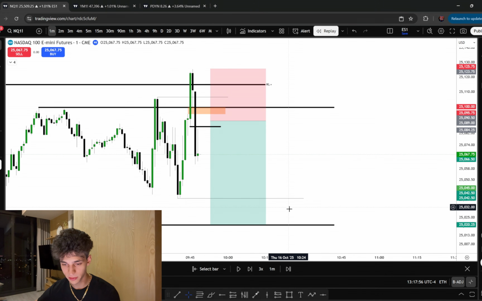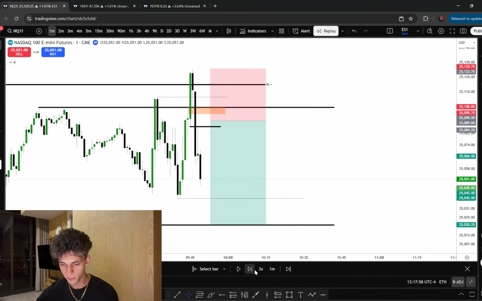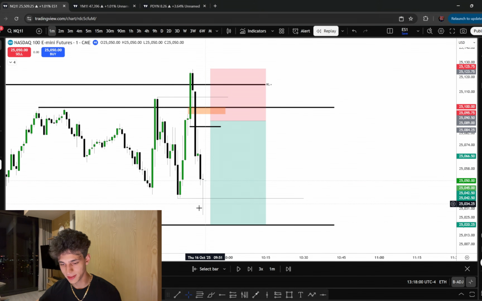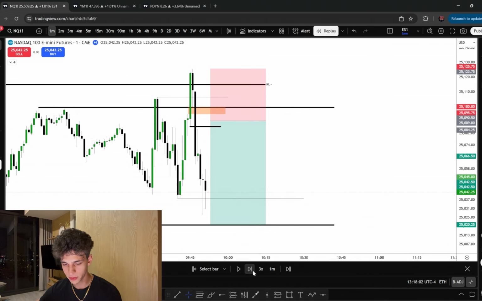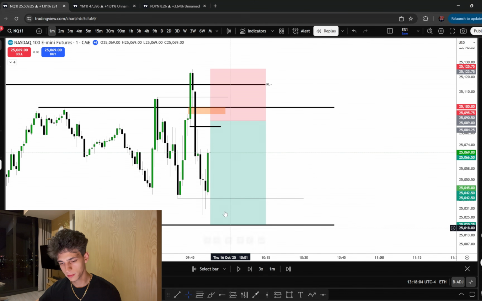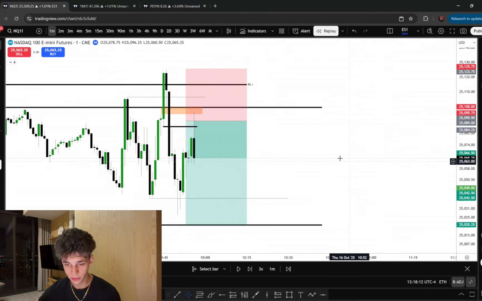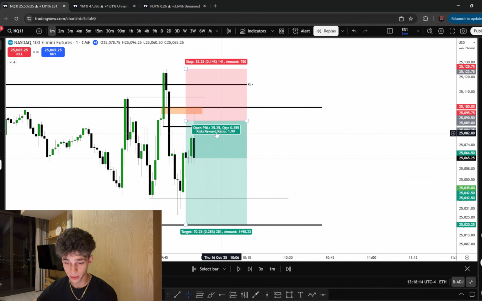We don't get tapped into it. Nope. Price ends up expanding to the 15-minute lows. So still not at the ADM lows yet. Let's see if we get tapped into this trade. Finally, we actually get tapped into the trade for a 2R trade, right?